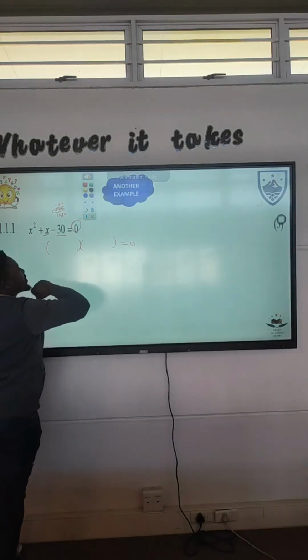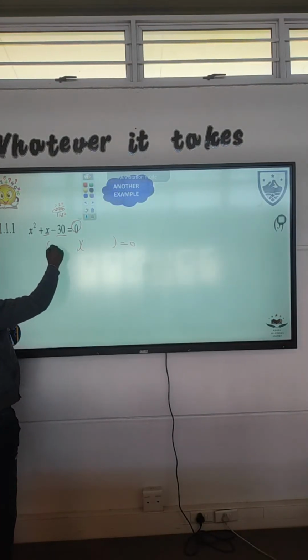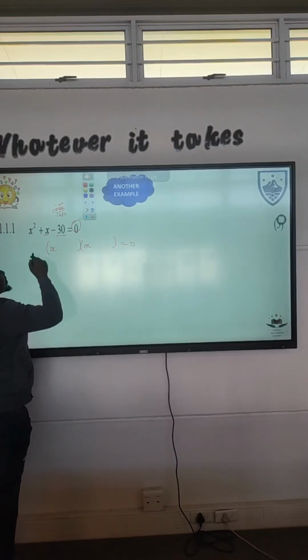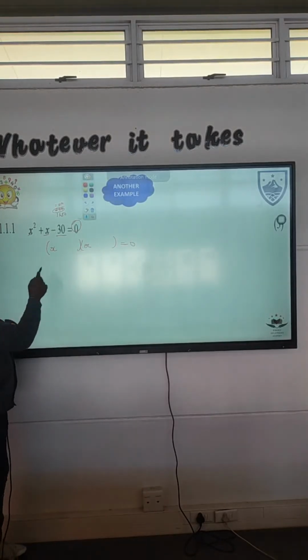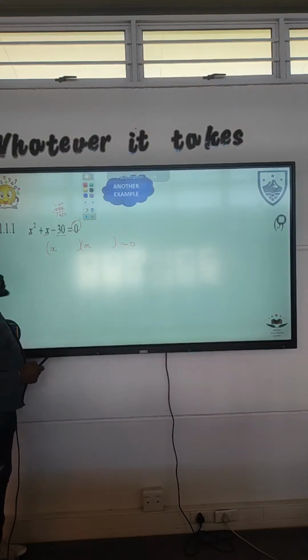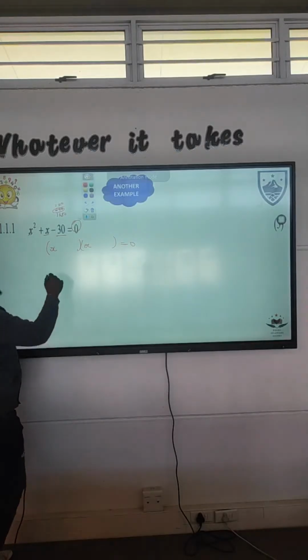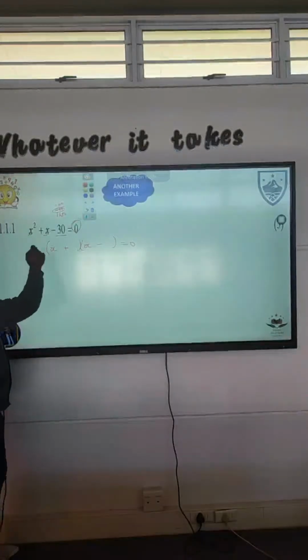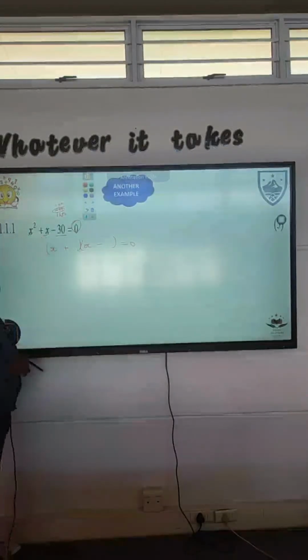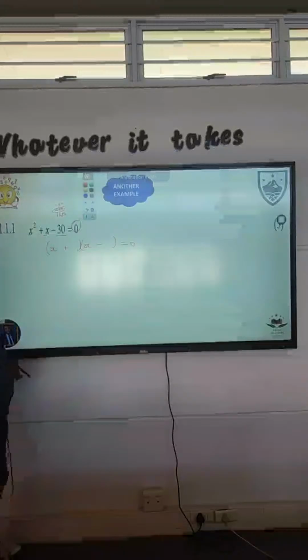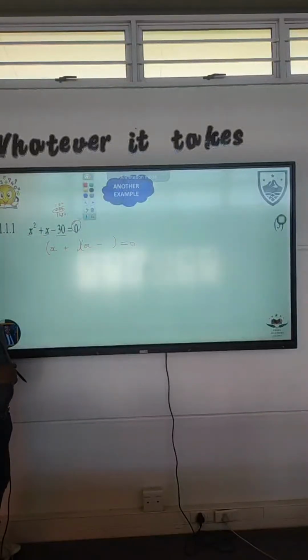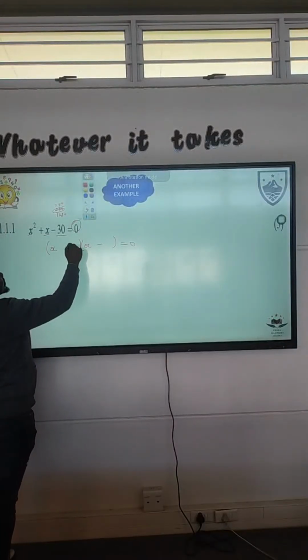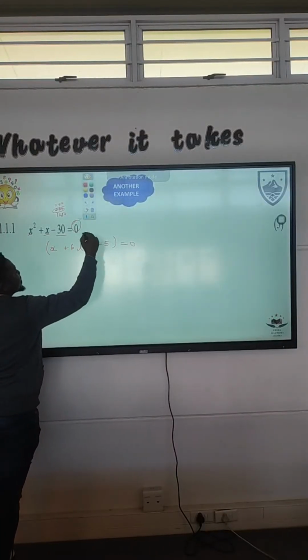Good that we have 0 this side. So x multiplied by x will give us x squared. And then we see that the constant has a negative sign, so we're expecting the two brackets to have different signs. And if the middle term is positive, it means the bigger factor must be positive. So I'm going to take 6 and then put 5 this side.